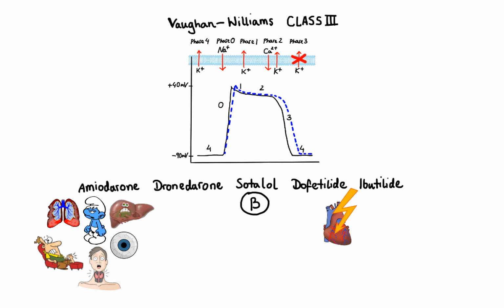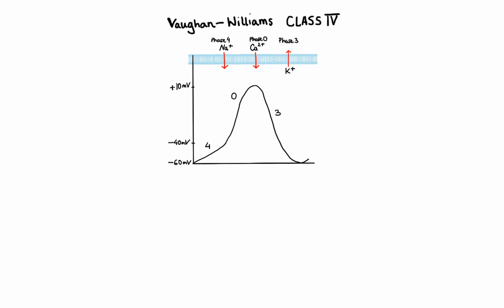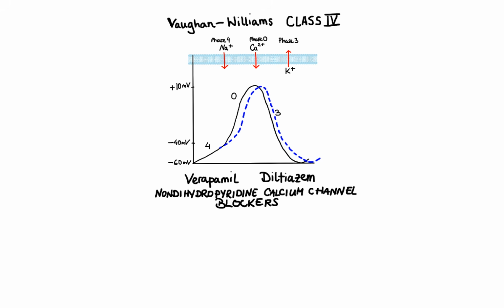Now, let's move on to class 4 antiarrhythmic drugs. So, class 4 agents work by blocking voltage-sensitive calcium channels during depolarization, particularly in the SA and AV nodes, which results in slower conduction in these tissues and reduced contractility of the heart. The agents in this class include verapamil and diltiazem, which are the non-dihydropyridine calcium channel blockers.